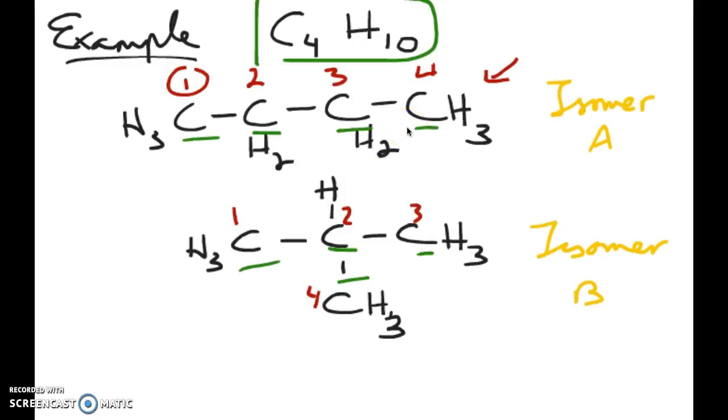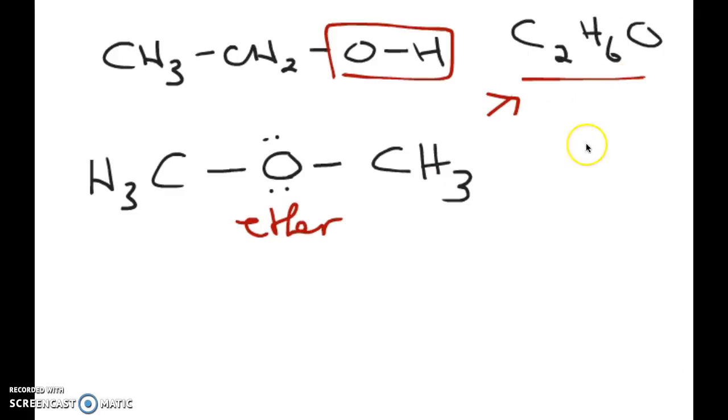In resonance structures, the only things that change are the locations of the electrons. So the atoms are all connected the same way. The electrons are moving from one atom to another. So they're completely different concepts. Here's another example of an isomer.